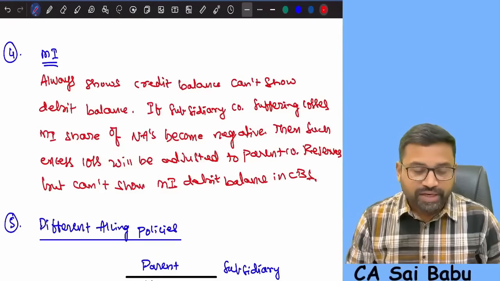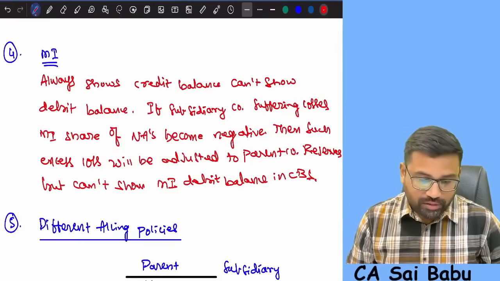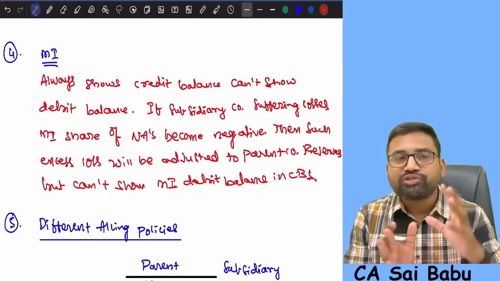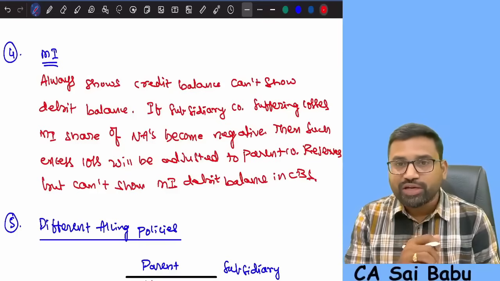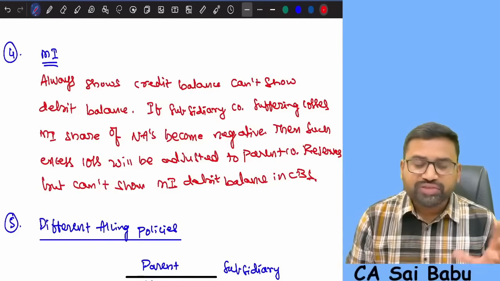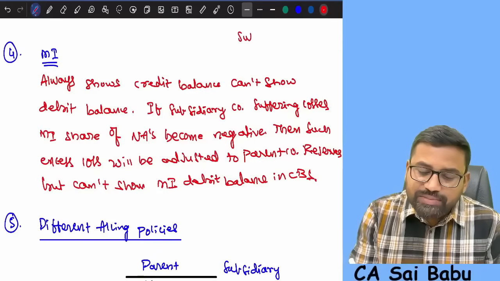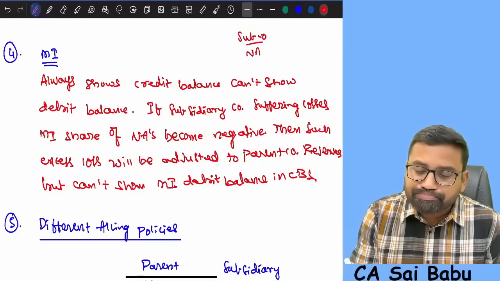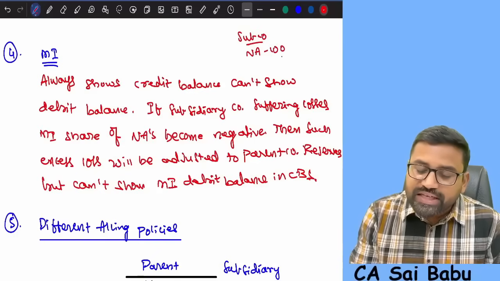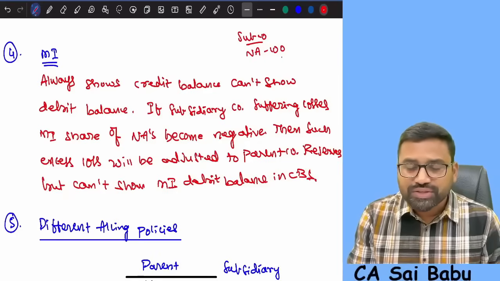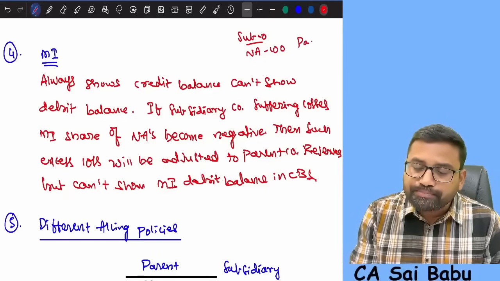Next adjustment is minority interest, sir. When we prepare the consolidated balance sheet, minority interest we show separately on the equity and liability side. So minority interest will always show a credit balance. Minority interest is basically nothing but what? In the subsidiary company, whatever the net assets are, suppose 100. In these net assets, what is the share of minority shareholders? Suppose the parent company has 80%, minority interest is 20%.